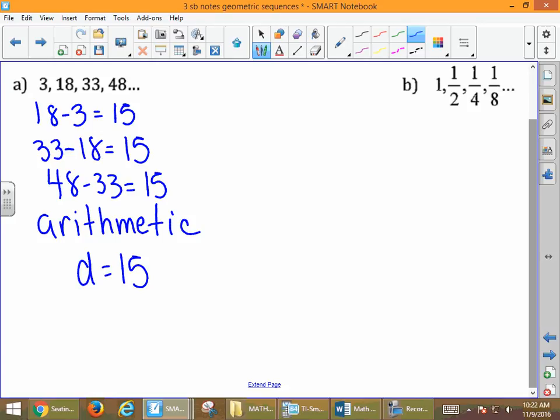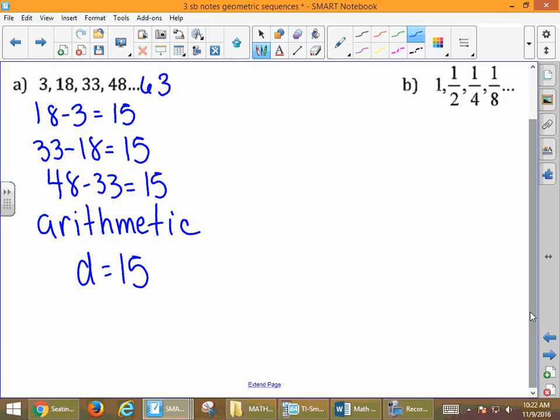And in order to figure out what our next value is in the sequence, 3 plus 15 is 18. 18 plus 15 is 33. 33 plus 15 is 48. So 48 plus 15 is 63. So we start with that, and that's the way I start all of them.